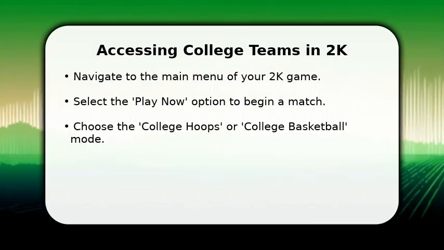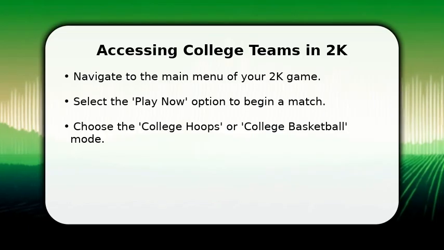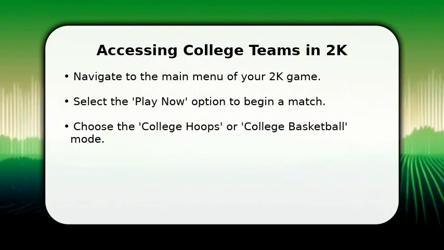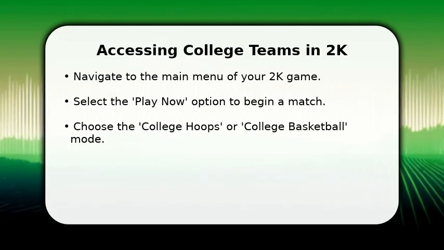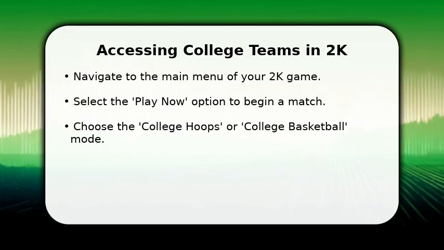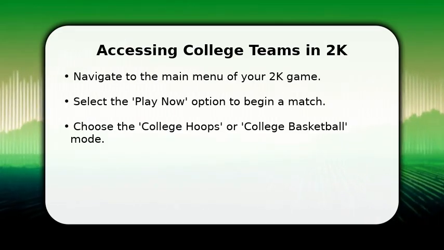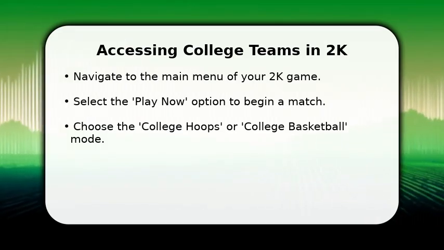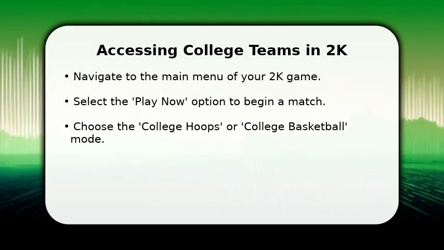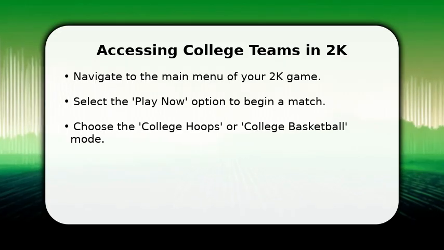In this video, I will explain how to use college teams in 2K. First, from the main menu, you will want to navigate to the Play Now section. This is your gateway to immediate gameplay. Once there, look for a dedicated college hoops or college basketball option. Selecting this will open up the world of collegiate sports within your game, allowing you to dive right into the action with your favorite university teams.